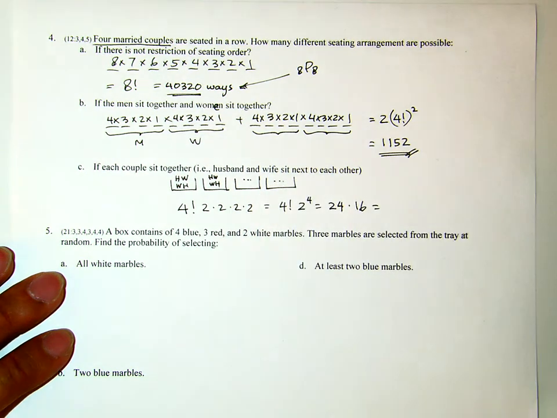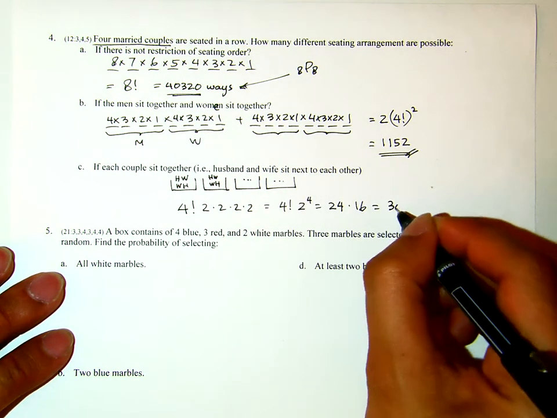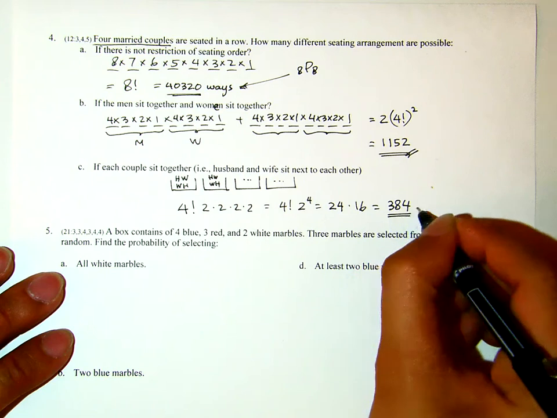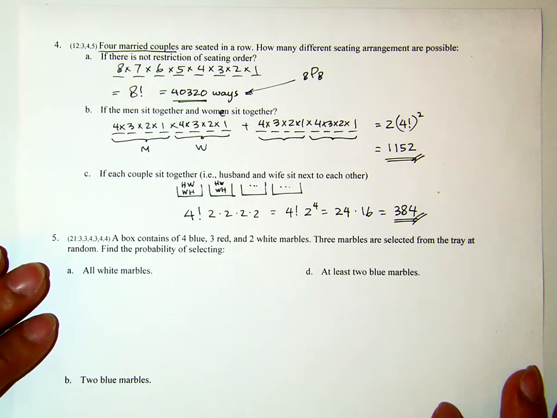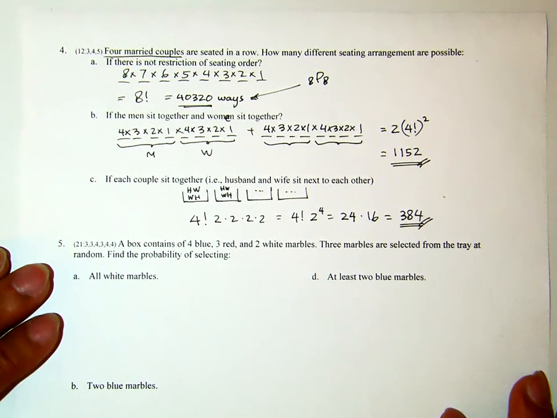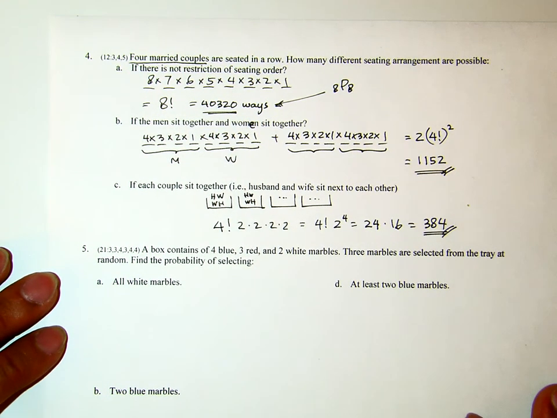is 384. Okay, this is for fall 2011 Math 21 test 2 number 4.